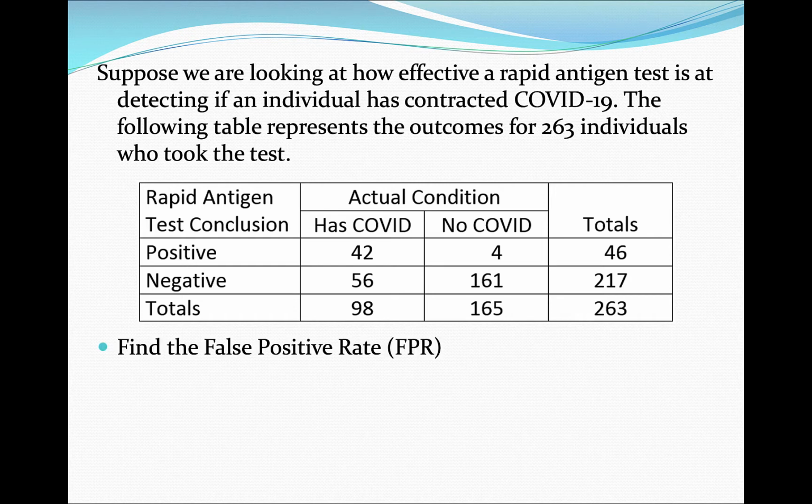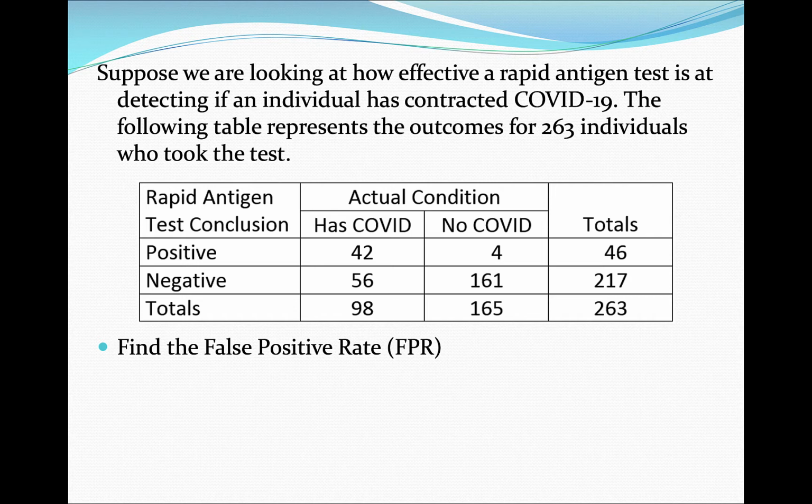Okay, so let's start with the false positive rate. False positive rate means the test says positive when it should not. In this case, the test is going to say positive when the patient actually does not have COVID. So the condition here is that the patient does not have COVID. Always start with the condition first when you do conditional probabilities. So we start with the person does not have COVID, and you look at how many people do not have COVID. That is 165, so that is the denominator of your probability.